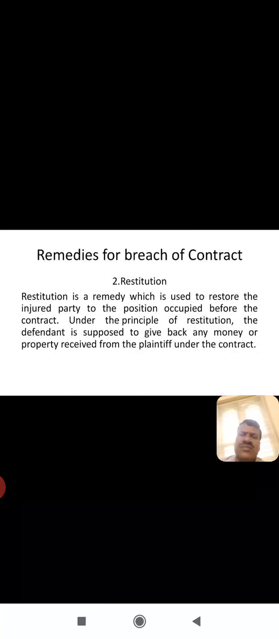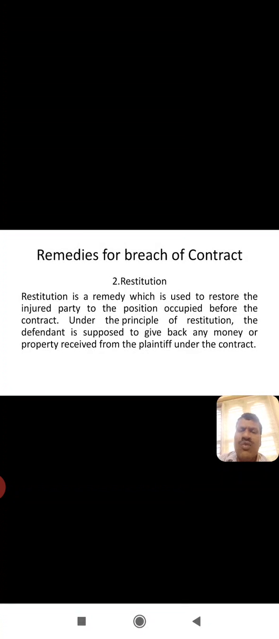Then, restitution. Restitution is a remedy which is used to restore the injured party to the position occupied before the contract. Under the principle of restitution, the defendant is supposed to give back any money or property received from the plaintiff under the contract.